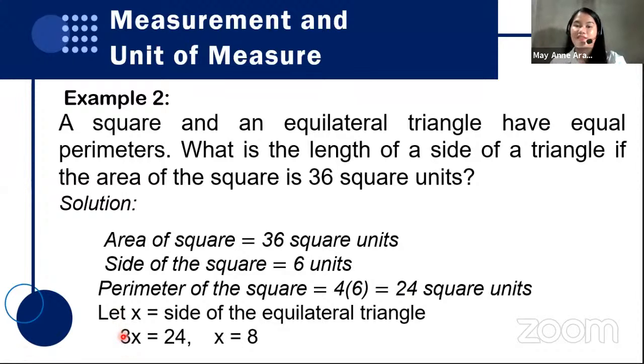Kasi diba, the same side, same length ng side, yung tatlo. So you have 3x is equal to 24. Divide both sides by 3. So you have x is equal to 8. So therefore, the length of the side of the triangle is 8 units.